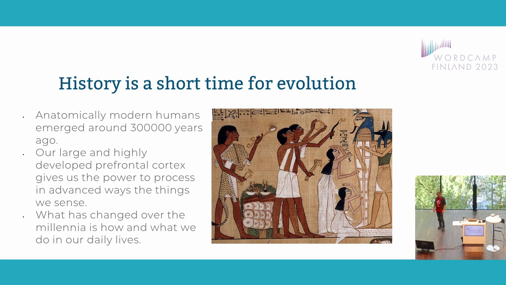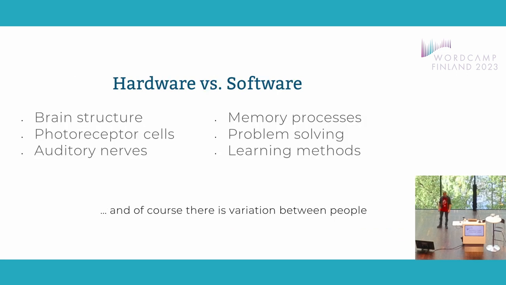Anatomically we have been the same for a few hundred thousand years. What makes us special, what makes us able to think, is our prefrontal cortex, which has many folds, so that it has a lot of surface and can fit a lot of neurons. That's the thing that makes us a little bit different from other mammals. But what has changed significantly in the last few thousand years is how we live, what kind of tools we use, and what kind of interaction we have with the things that surround us.